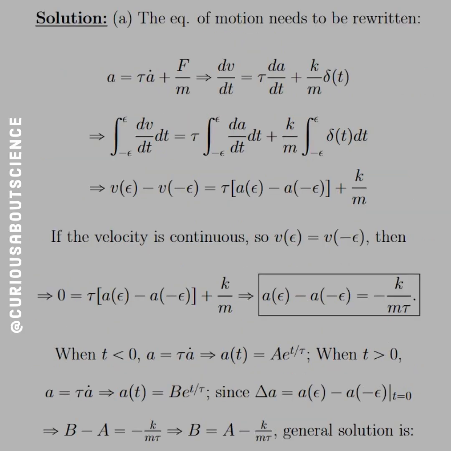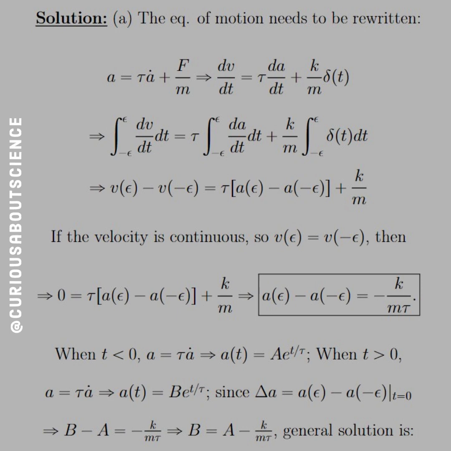All right? So with that being said, the equation of motion can be rewritten. We have a equal to the radiation reaction, tau a dot, plus F over m. But here, F over m is a Dirac delta. So we have dv/dt is equal to tau da/dt plus k over m Dirac delta. If we apply the same method, we take the integral from negative epsilon to epsilon, applying it to everything. And clearly the Dirac delta just makes that go to 1.